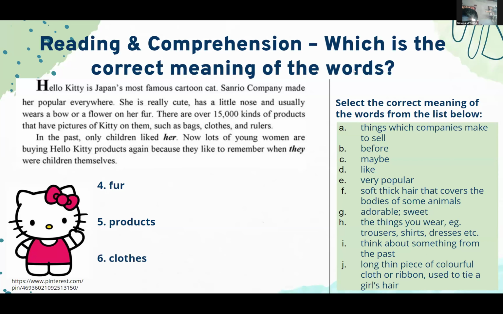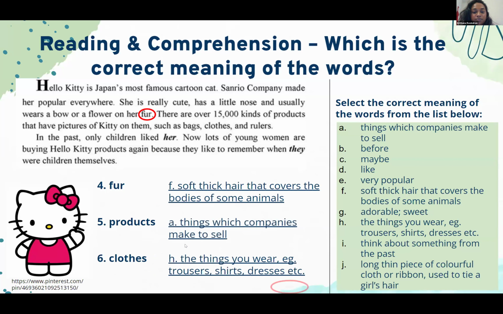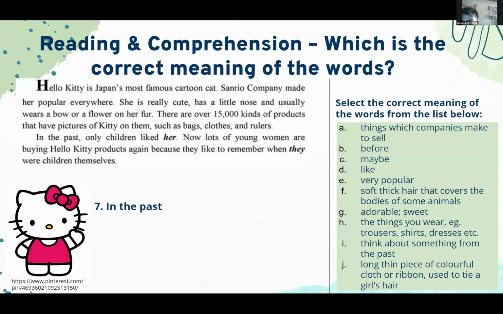Okay, next, clothes. Which is the description for clothes? Letter H, the things you wear. Examples, trousers, shirts, dresses, etc. Yes, very good. Okay, next, in the past. Think about something from the past. Letter I. Yes, very good. Okay. Next, remember.